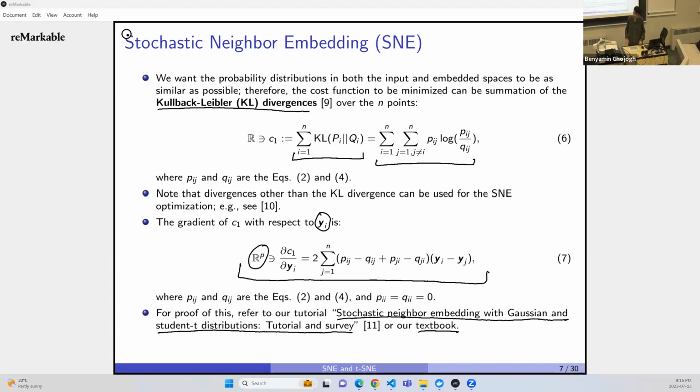And you can use gradient descent to update yi until convergence, right? Of course, you need to do some initialization. And now you understand, based on every initialization you end up with a different embedding, right? And Pii and Qii here, in this case, I let them be 0. I don't want to consider them, okay?